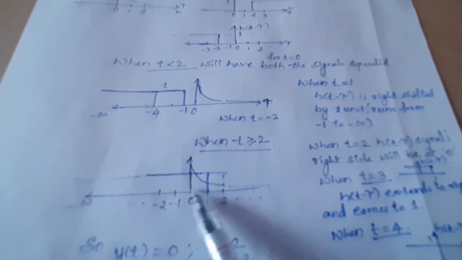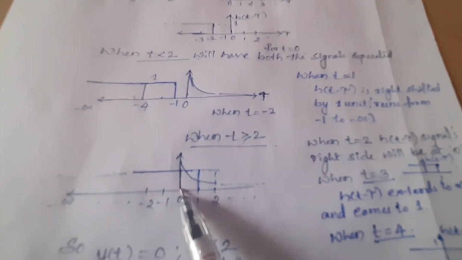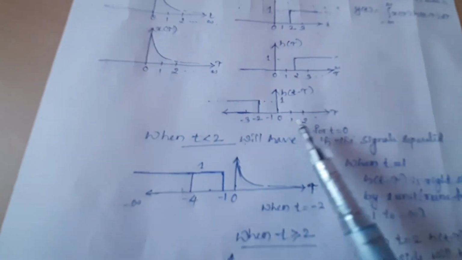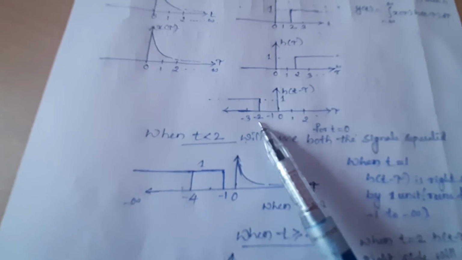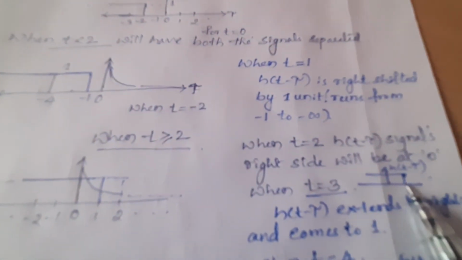It will be at 0, and from 0 it will be running up to minus infinity. Now in that case, there is an overlap, only at the 0th instance. When we take t as 3, then h of t minus tau signal is going to be right shifted by 3 units, meaning minus 2 plus 3 is going to be 1. So it comes up till 1. The small diagram shows h of t minus tau.